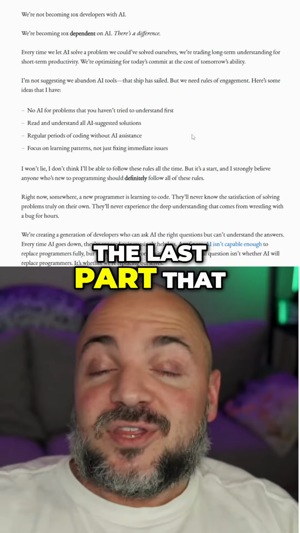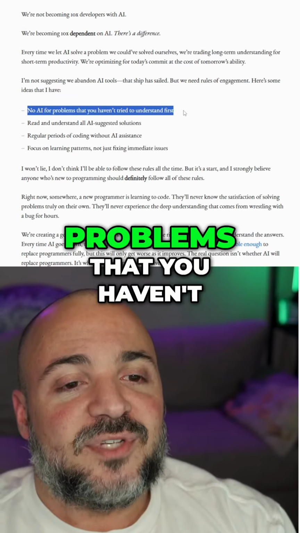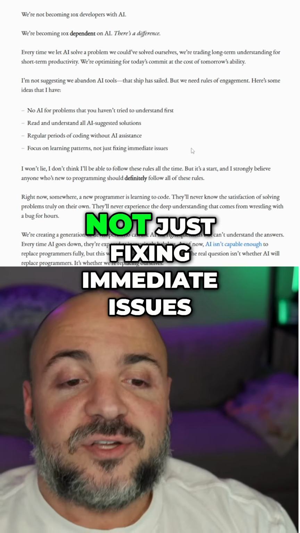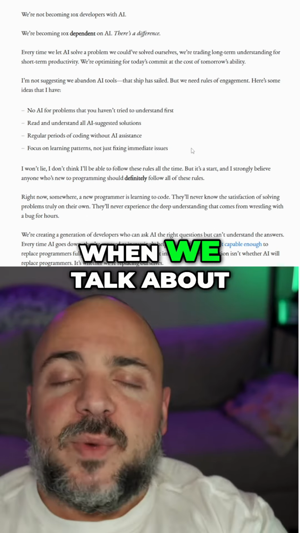Okay, the last part that we're going to talk through here is back to these bullet points, right? So no AI for problems that you haven't tried to understand first, and focus on learning patterns, not just fixing immediate issues.